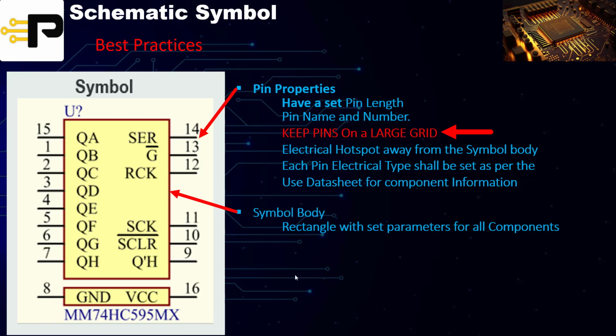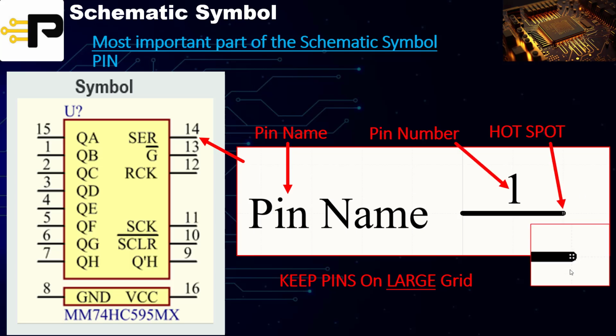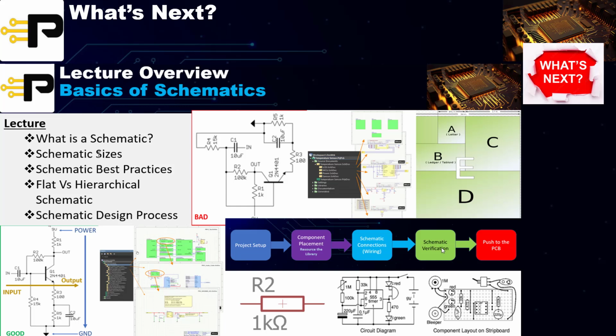Also in the symbol, you'll have pin properties, and we'll look at those more in here. But it's very important to keep your pins on a large grid. There's an electrical hotspot that will become very important when we're connecting up our design. This pin is probably the most important part of your schematic symbol. Here you have the pin name, you'll have a part number, and then you'll also have the hotspot on that pin, which will make the physical connection. So in our next lecture, we're going to be looking at the basics of the schematic.